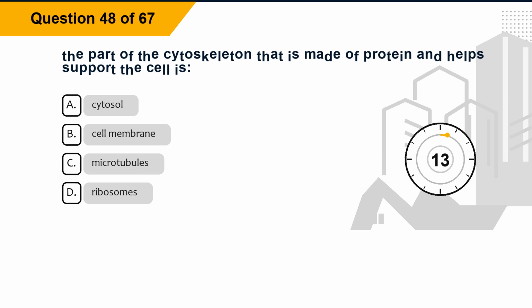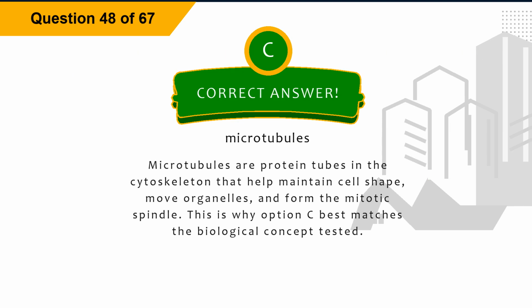Question 48. The part of the cytoskeleton that is made of protein and helps support the cell is: Option A, cytosol. Option B, cell membrane. Option C, microtubules. Option D, ribosomes. The correct answer is option C, microtubules. Explanation.